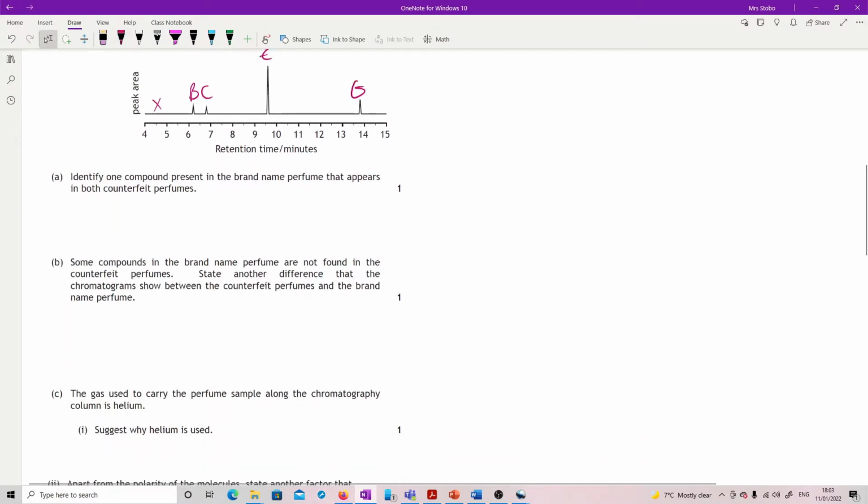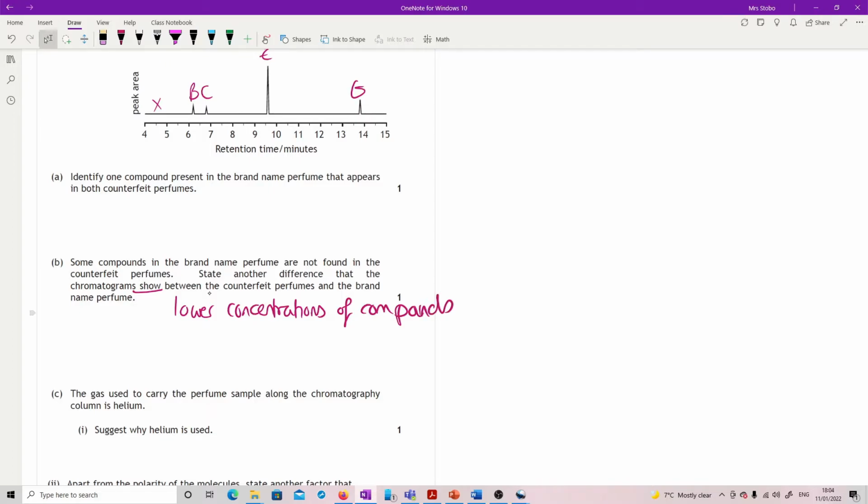So another difference that the chromatograms show, so we're not seeing a statement about the chromatograms, we're seeing what it actually means. What it means is that you have lower concentrations of the compound. Be careful on that one, okay, that it's not just about the size of the peaks.